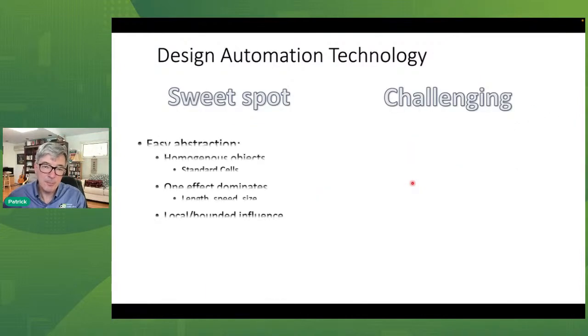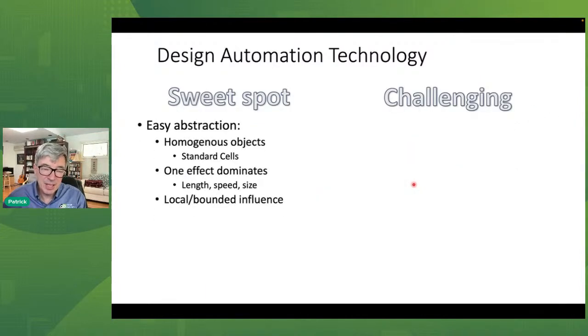Yeah. So in summary. Design automation works the way it does because we have homogeneous objects in the form of standard cells, and that works in logic synthesis as well as in physical placement. We also kind of make one effect dominate. So in this case I showed you that we just assume that wire length is the only thing we care about, and then indirectly that will help us with congestion and with timing. And we want to kind of keep things local.